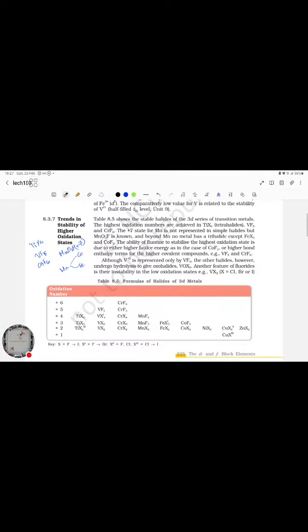Table 8.5 shows the stable halides of the 3d series of the transition metals. The highest oxidation numbers are achieved in TiX4, that is the tetrahalides, VF5, CrF6. So titanium has a maximum oxidation state of +4, for vanadium it's +5, and for chromium it's +6. The +7 state for manganese is not represented in simple halides, but MnO3F is known, and beyond manganese no metal has a trihalide.